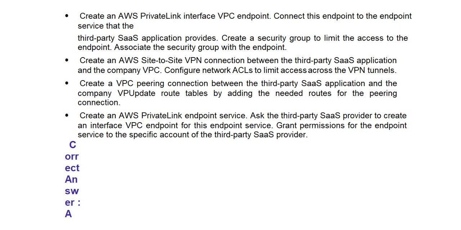And the correct answer is option A. Create an AWS PrivateLink interface VPC endpoint. Connect this endpoint to the endpoint service that the third-party SaaS application provides. Create a security group to limit the access to the endpoint. Associate the security group with the endpoint.